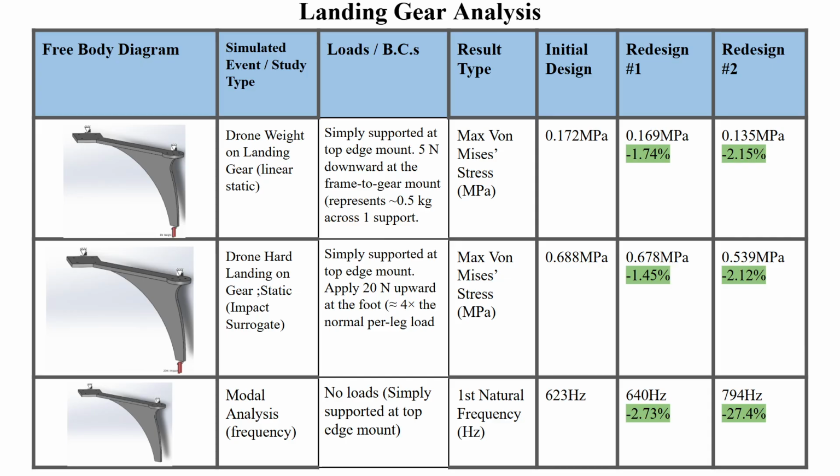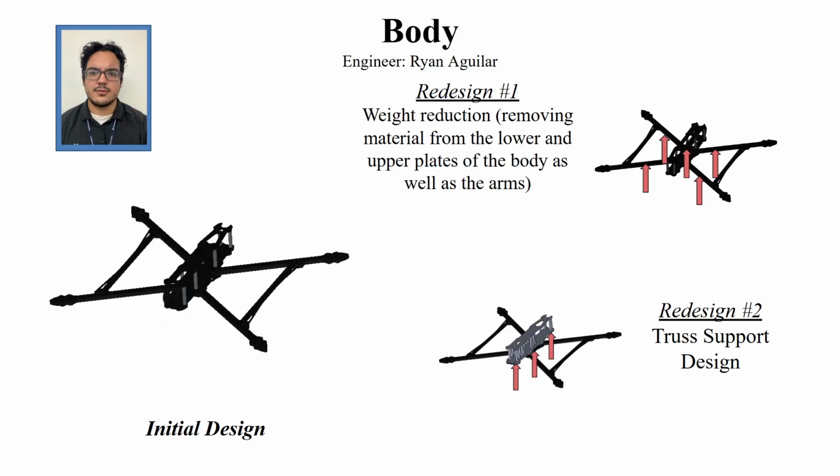better resistance to vibration. We evaluated 3 drone body designs: the initial carbon fiber frame, redesign number 1 focused on weight reduction by removing material from the upper and lower plates and arms, and redesign number 2 which introduced a truss support structure. These changes were intended to reduce weight while improving overall stiffness and load distribution.